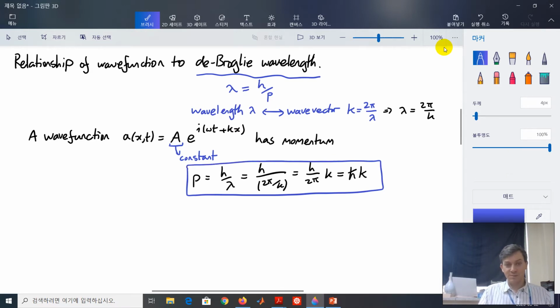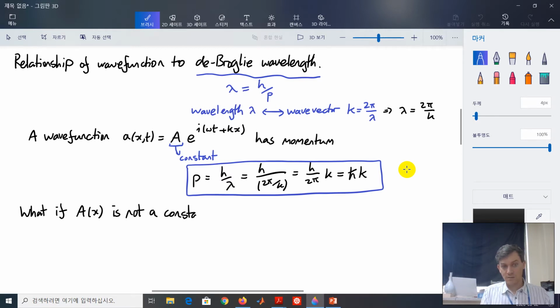So this shows the relationship between the de Broglie wavelength given by this formula here and a particular wave function. So if we define a wave function which is just a plane wave with wavelength given by lambda, then the momentum of the particle described by this wave function is exactly that given by the de Broglie formula. Okay. But now we have to consider what happens if this function a is not a constant. Okay, so in other words, the wave function is not simply a plane wave.